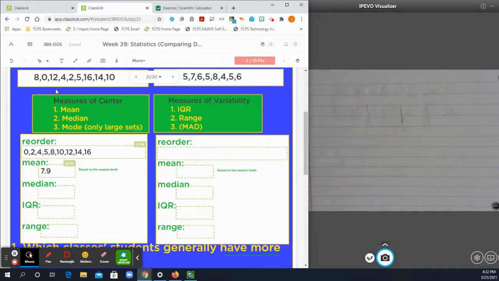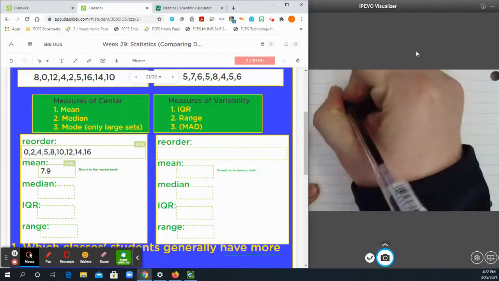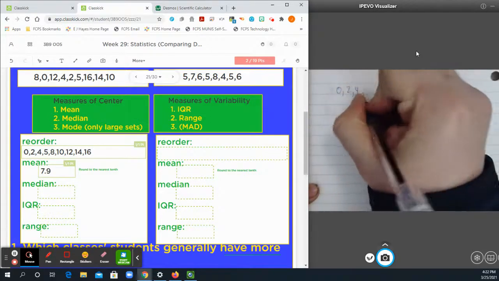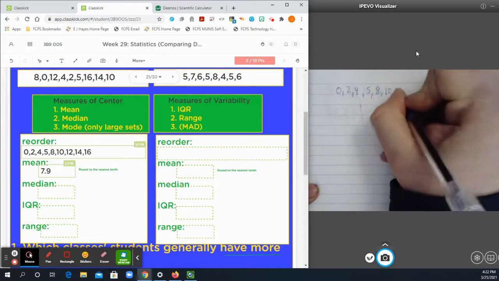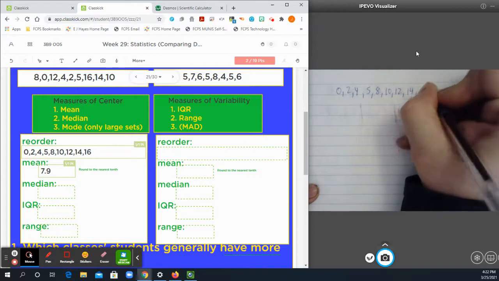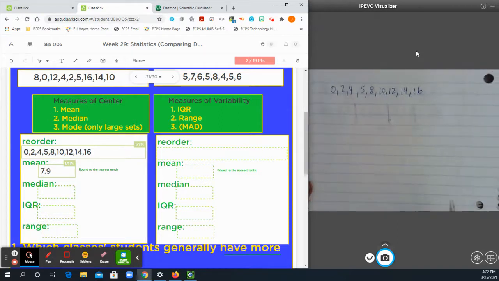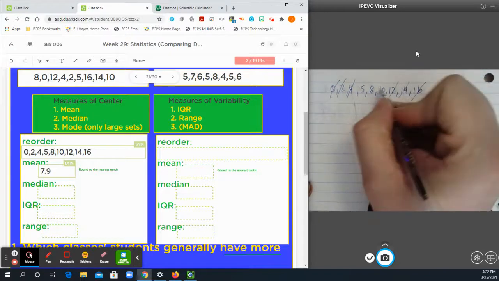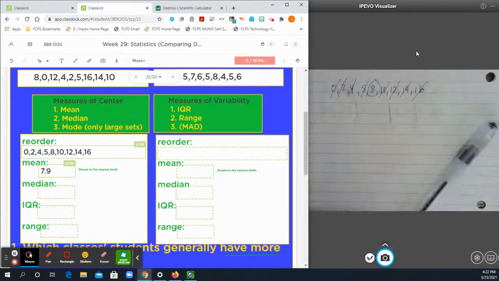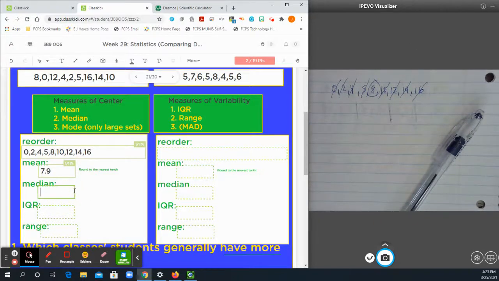Now for median, I'm telling you, paper and pencil. If you've been watching these videos, you already know that's what I was going to say. So 0, 2, 4, 5, 8, 10, 12, 14, 16. I need to find the median here. So I'm going to mark 1, 2, 3, 4 from each side. I get 8 for my median. You don't always get 2 numbers in between. Sometimes you get 1, which is nice.